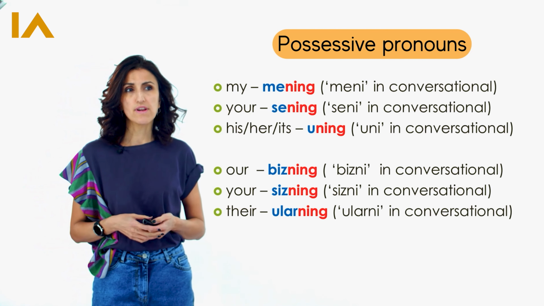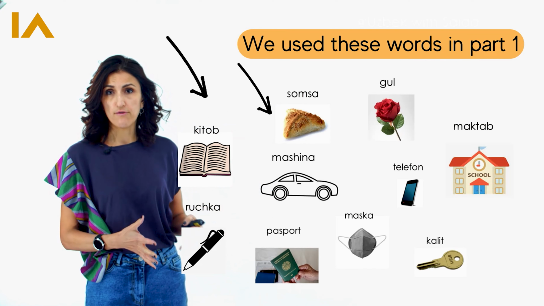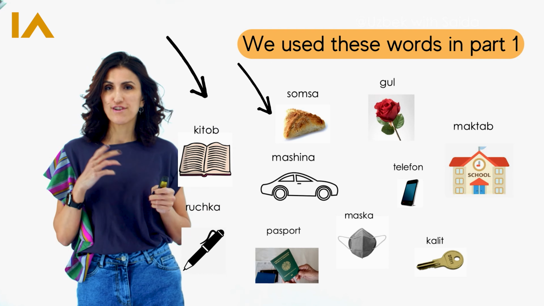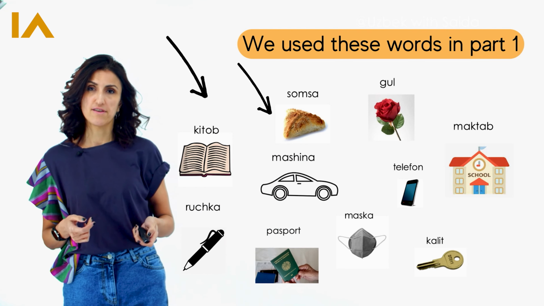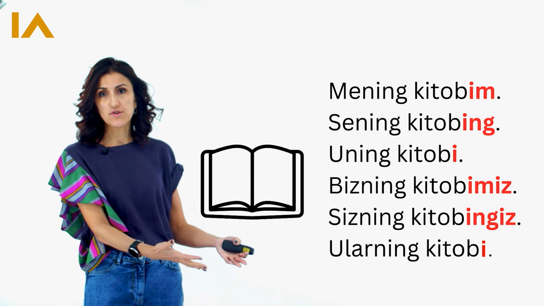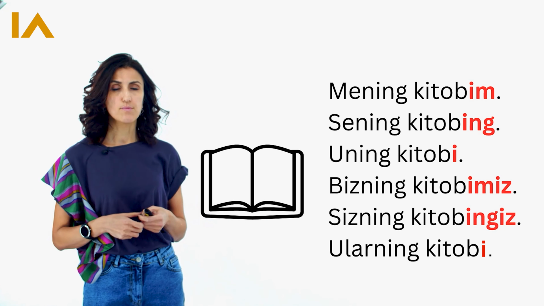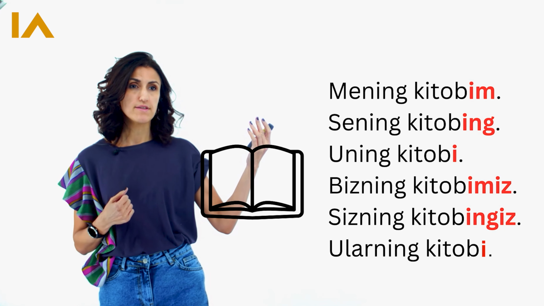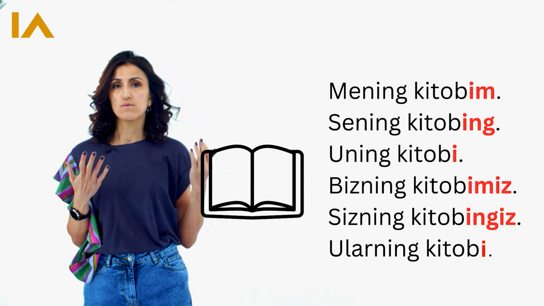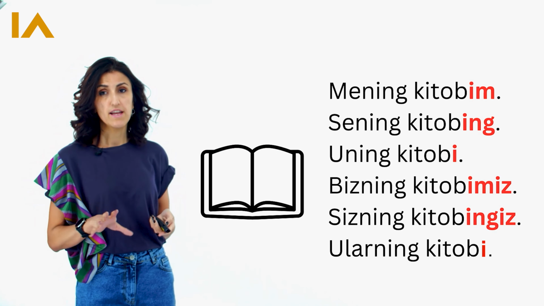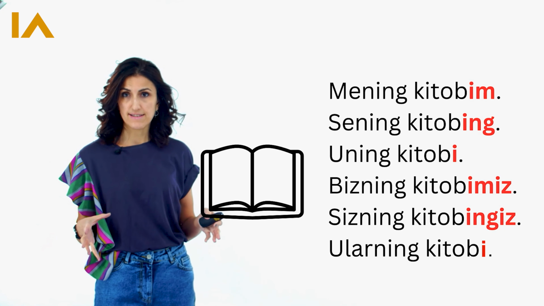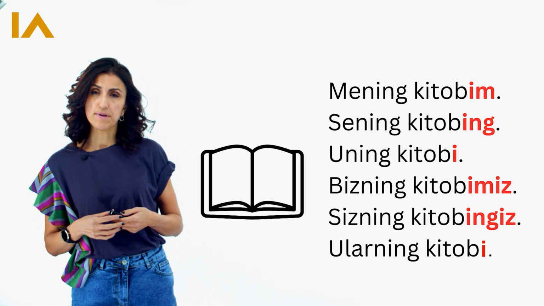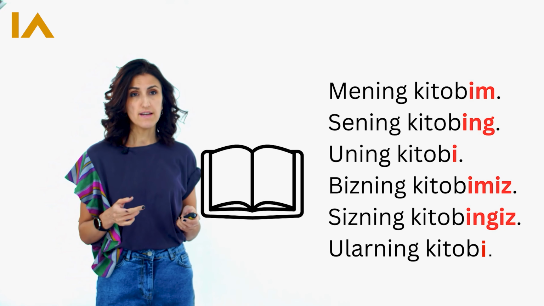Here's a translation of those pronouns, and we also looked at this group of nouns, and we practiced saying my book, my somsa, your book, your somsa, and I asked you to practice with other nouns. By the end of the first lesson, you should be able to put them together and say mening kitabım, senin kitabın, uning kitabı, bizning kitabımız, sizning kitabınız, ularning kitapları. If you haven't watched that video, please do, because I discuss it in detail with specific examples, and we practice. Please do that before you continue.